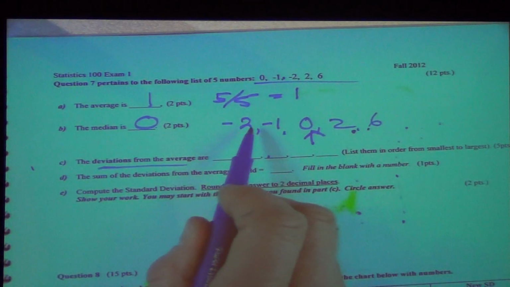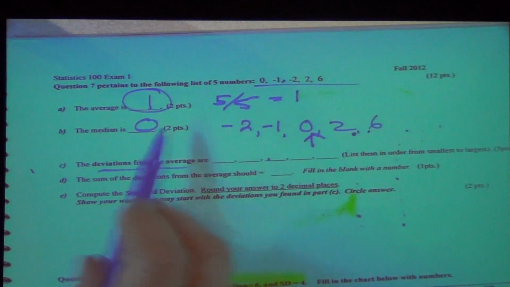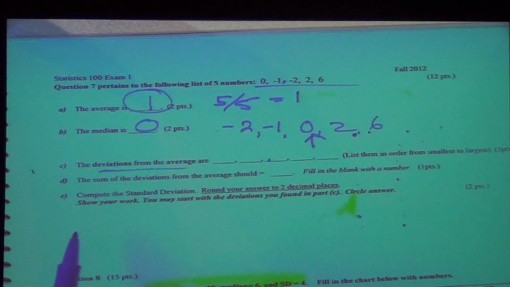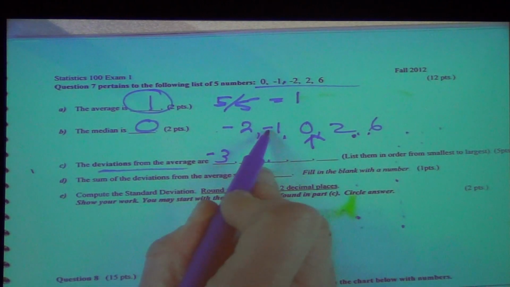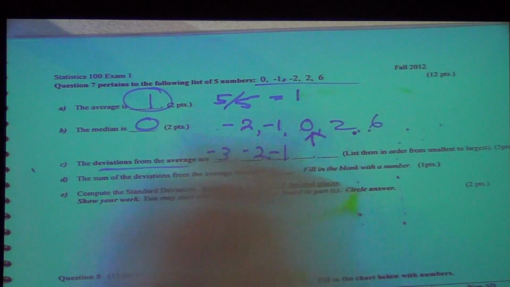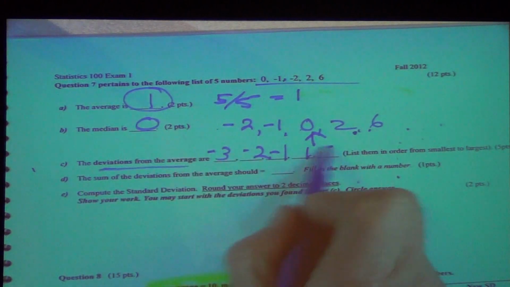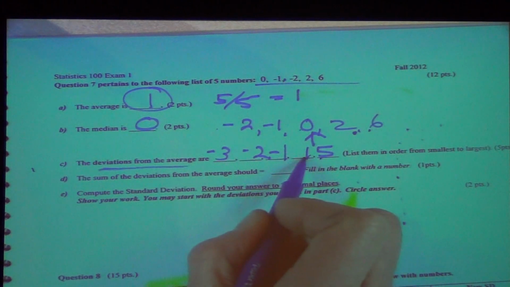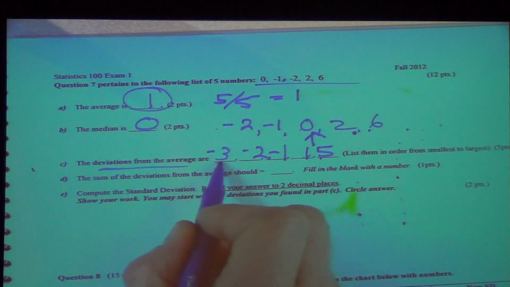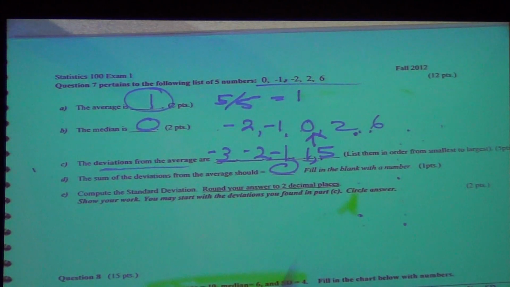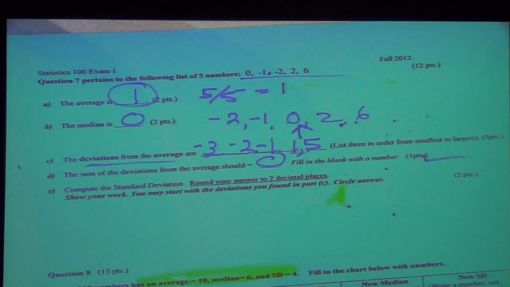Deviations. Subtract the average from every number. So here's your average. What I want you to do is subtract that. So -2 minus 1. What's that? -1 minus 1. What's that? 0 minus 1. 2 minus 1. And 6 minus 1. Now, make sure you didn't make a mistake. Add these up. 5 plus 1, -1. This is what? -6, +6. They add up. They should check to 0. If they didn't, maybe you made a mistake with your average. Maybe you have to go back and figure out where your mistake was.